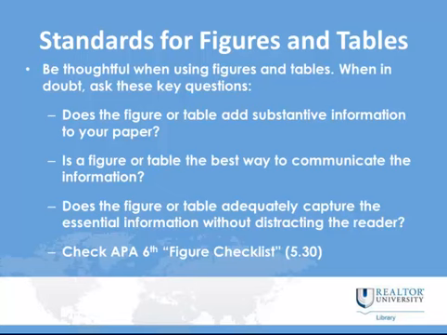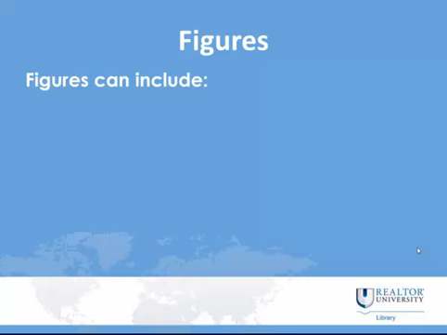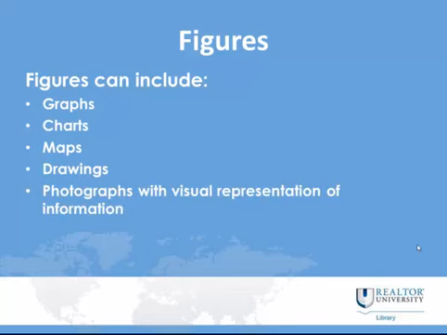In the APA manual for both figures and tables, it gives checklists that you may want to refer to when you're looking at tables and figures. And it has a series of questions similar to these but a little more specific. Definitely consider checking that out when you're working with tables and figures. Figures can include a number of different types of images or graphics. So they can include graphs, charts, maps, drawings, photographs with visual representations of information.